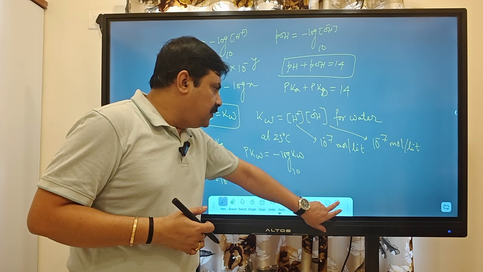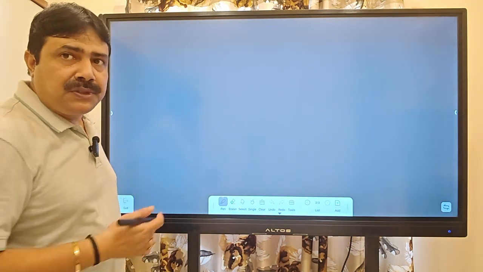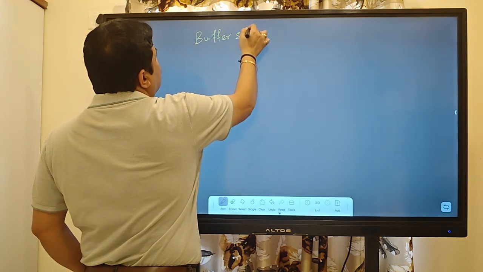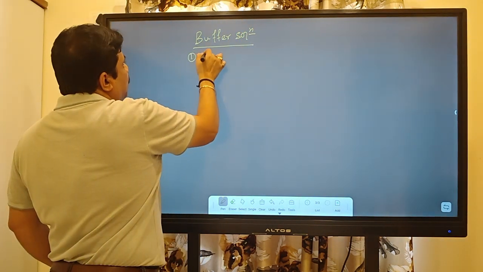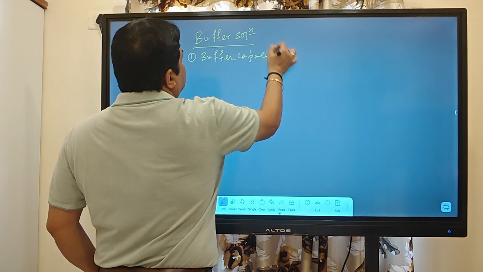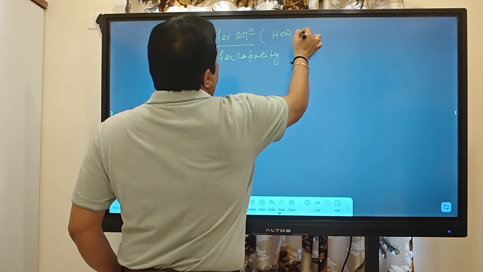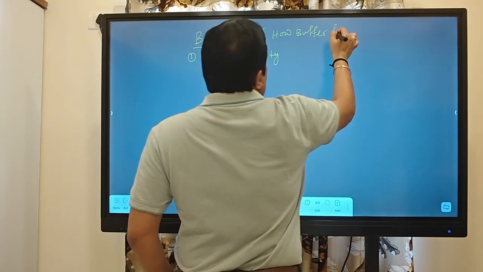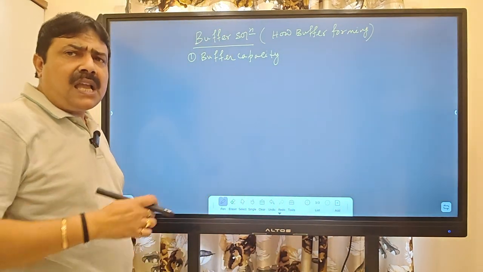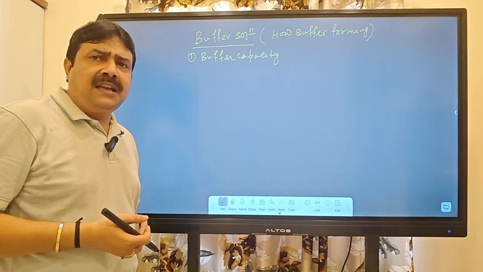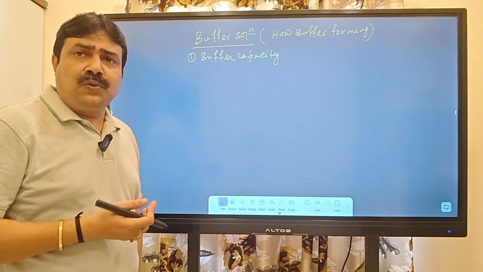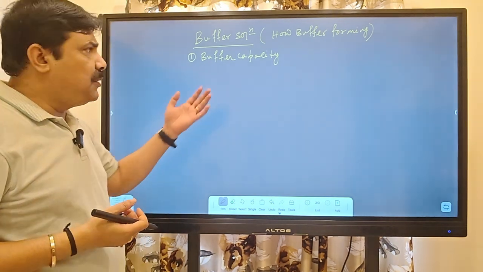Now look at another very important point: buffer solutions. Buffer solutions and salt hydrolysis. Buffer solutions you have to revise, including buffer capacity. And what are the things, how a buffer is formed: a weak acid and its salt, a weak base and its salt. A salt is a combination of a weak acid and a weak base, as well as a weak acid and its conjugate base, a weak base and its conjugate acid. Like that you have to go with it.